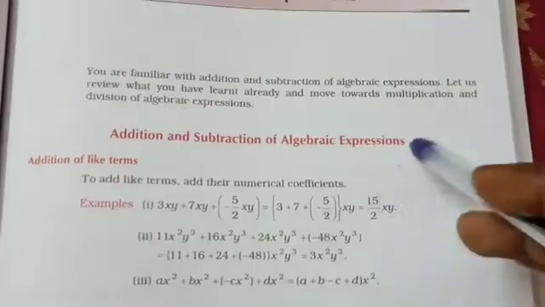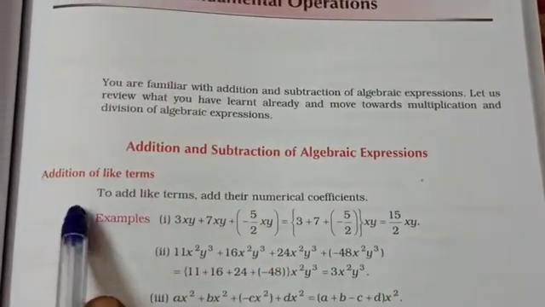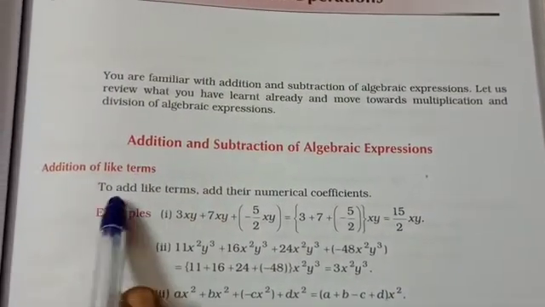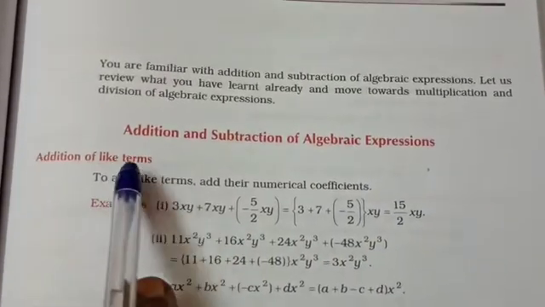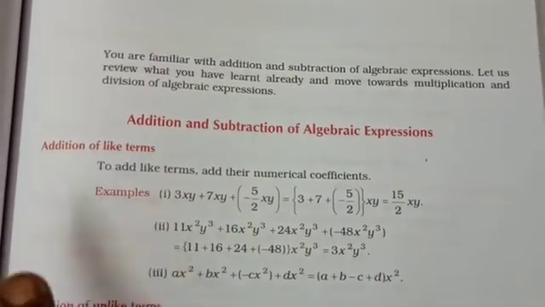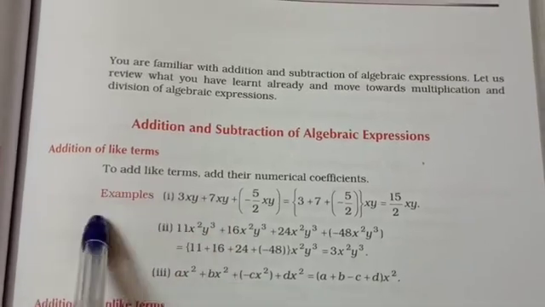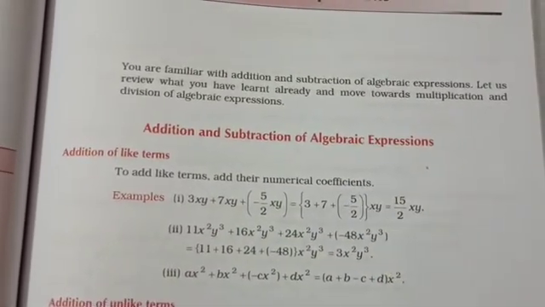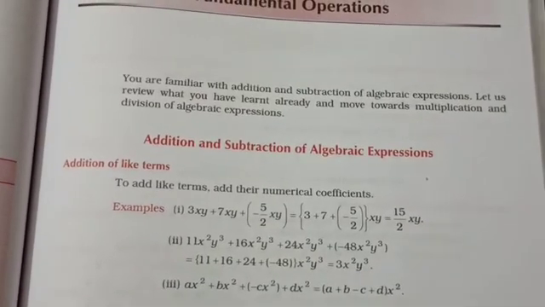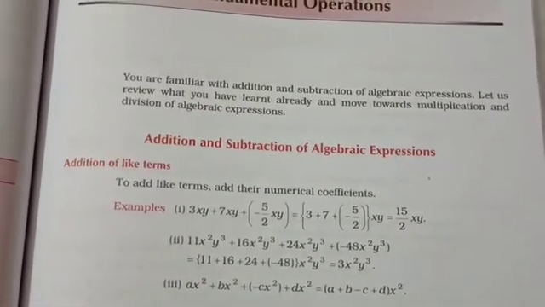Okay, addition and subtraction of algebraic expressions. Addition of like terms. To add like terms, add their numerical coefficients. So you add the numbers: only the like terms are added, with their numerical coefficients. Only the numbers are added for like terms. Like terms means the variables are the same.